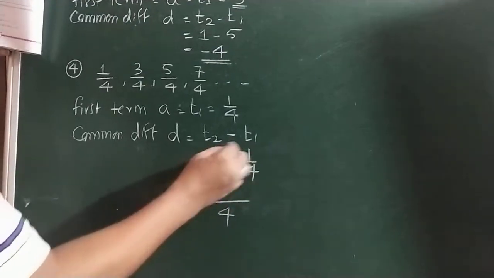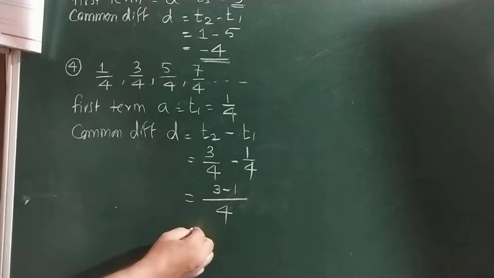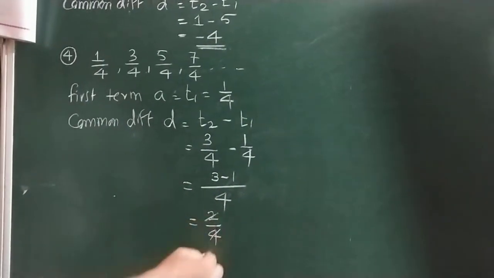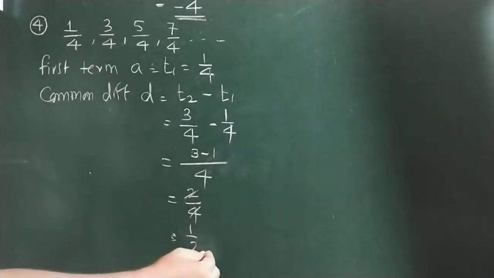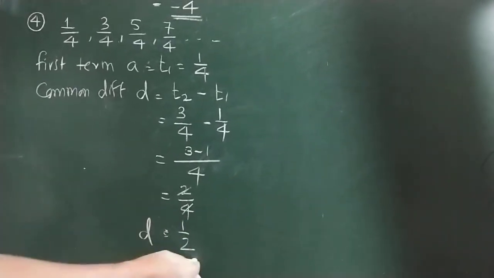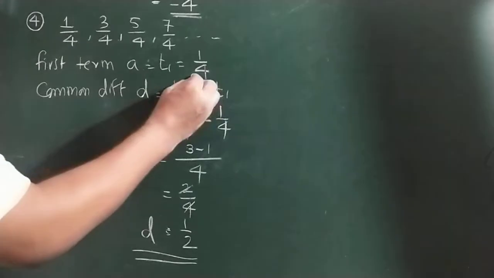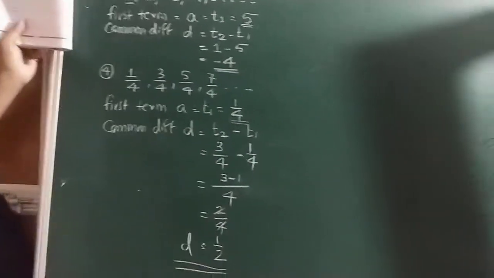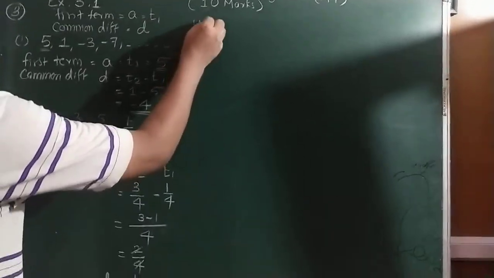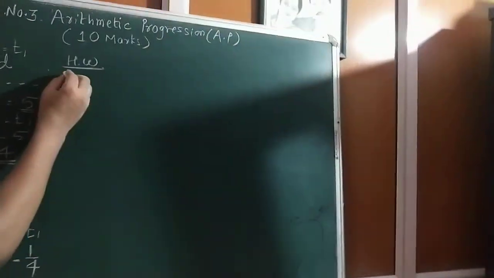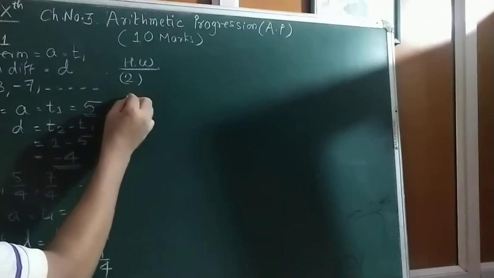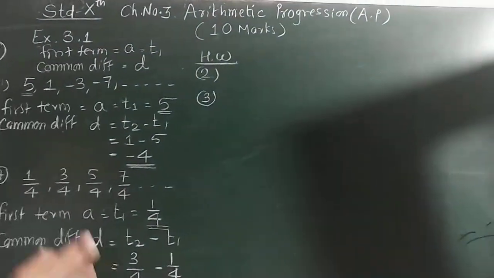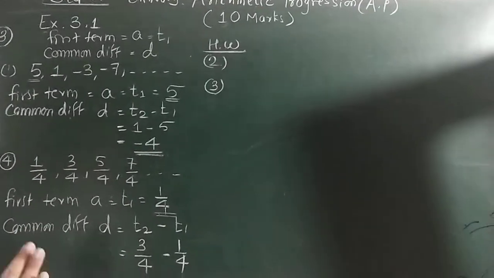I can combine numerators. 3 minus 1. What is 3 minus 1? 2 upon 4. After dividing, it will become 1 upon 2. So my difference is 1 upon 2, and my first term is 1 upon 4. This is my final answer. For homework, you can take second sum and third sum. So third part is over. That means your exercise number 3.1 is over.